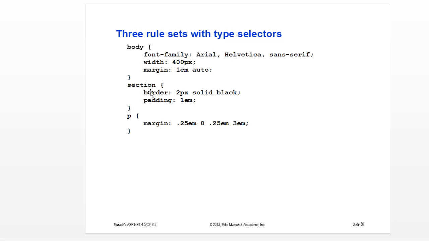The section has a border and padding, 2-pixel border that's solid and black rather than dashed or some other type, and then the paragraph has margins. So this has different margins around it depending on what side you're on.